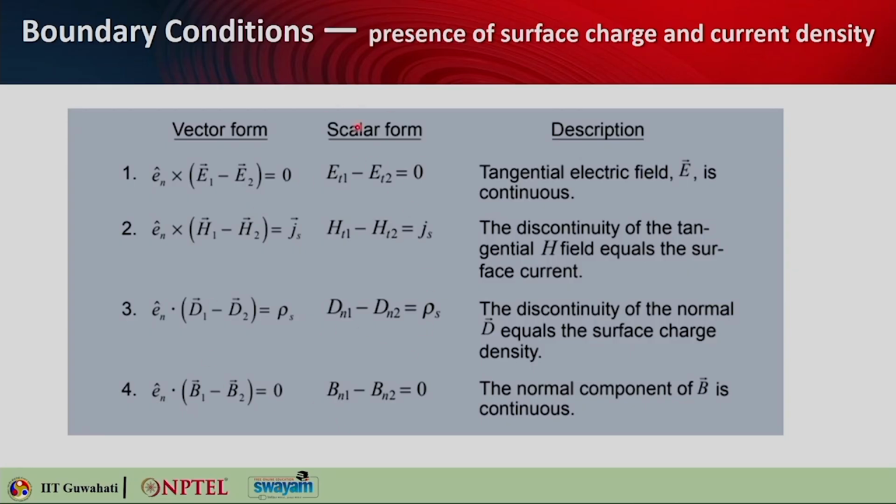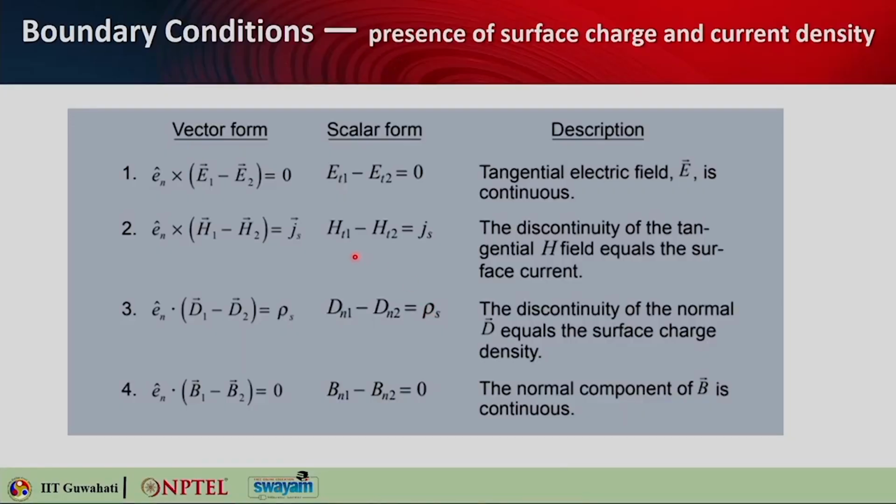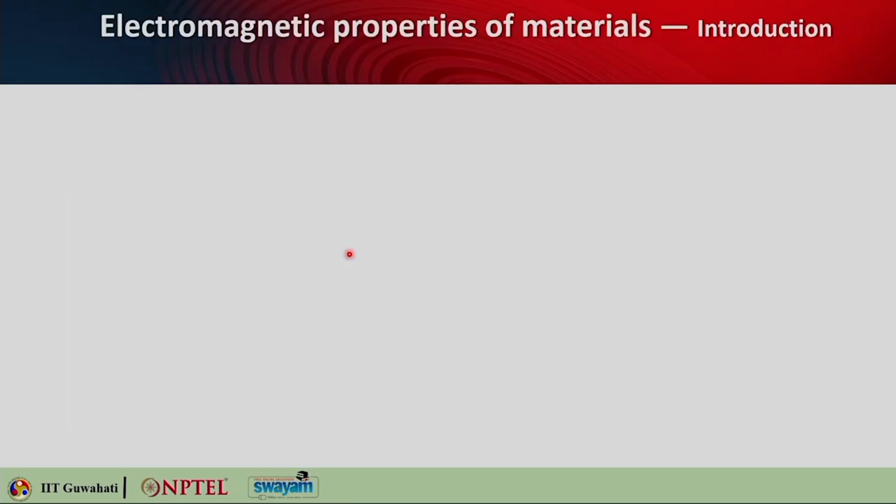So you can simply remember these equations: when there is surface current density or surface charge density, only these two quantities get disturbed. So these will be the boundary conditions in that case. The normal component of the electric displacement field will be altered and the tangential component of the magnetic field will be altered. So with that, let us now move ahead and discuss the electromagnetic properties of materials.